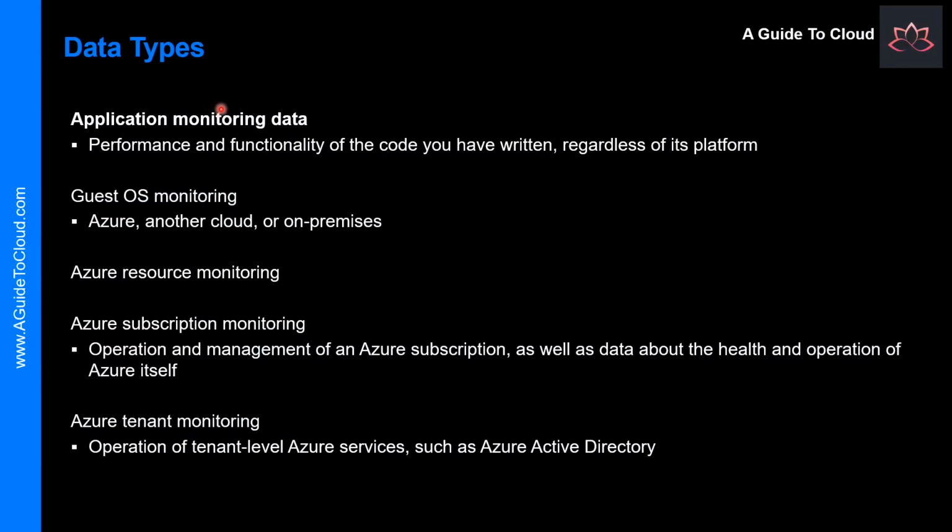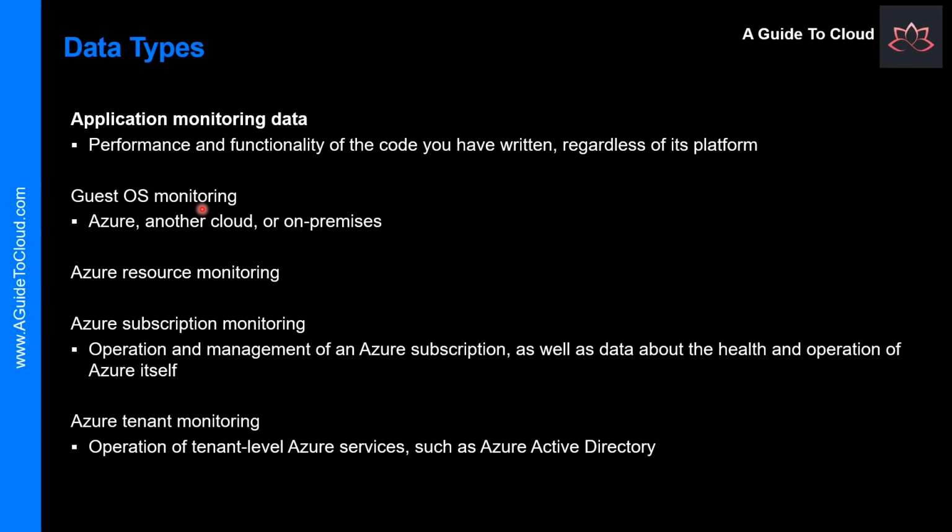So, what is application monitoring data? This is the data about the performance and functionality of the code you have written regardless of its platform. Guest OS monitoring data is the data about the operating system on which your application is running. This could be running in Azure, another cloud, or on premises.